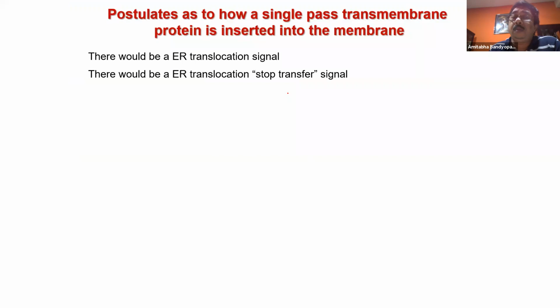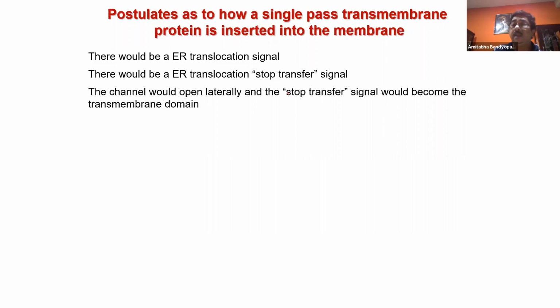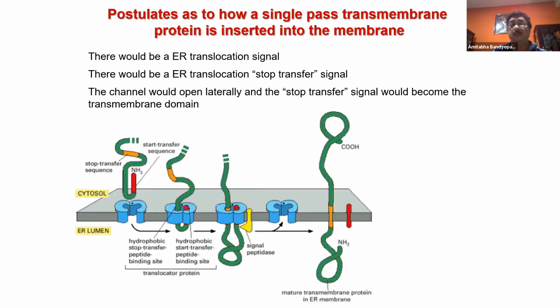So there is something called an ER translocation signal, which is the signal peptide. Then there will be an ER translocation stop transfer signal. When that stop transfer signal is hit, that's when the channel would open laterally. Laterally meaning on its side within the plane of the lipid bilayer, and the protein will move out. So this is from your textbook. Co-translationally, the protein gets inserted into the channel, and then a signal peptidase cuts it, and when the stop transfer patch hits, the channel opens laterally, and the protein moves out.